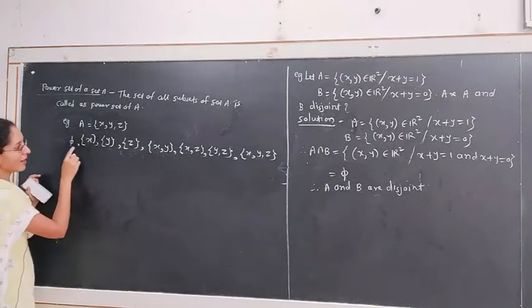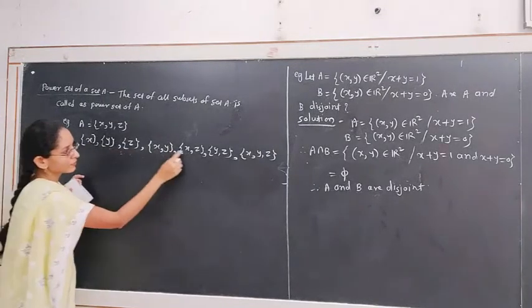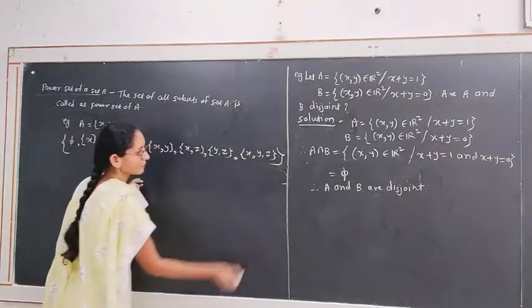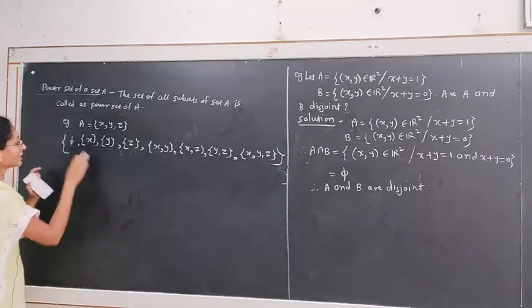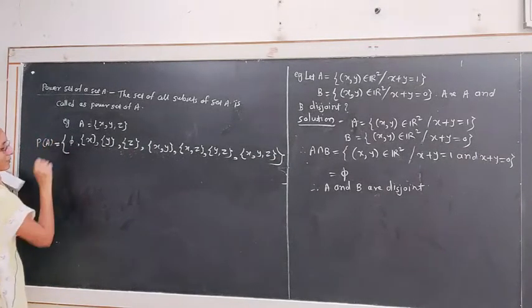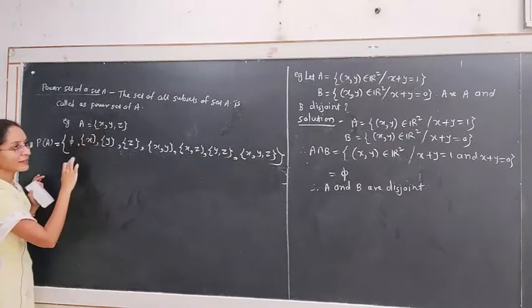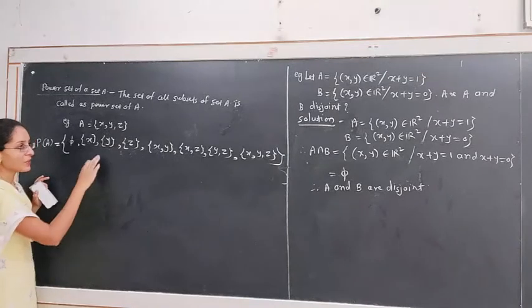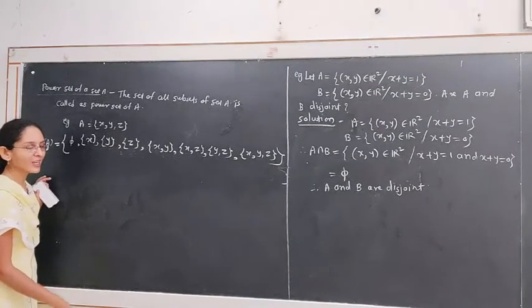Hence, we are getting a total of 8 subsets of set A. This set is called the power set of A and it is denoted by P of A. P of A contains 8 elements. Because A contains 3 elements, P of A contains 2 raised to 3 elements.